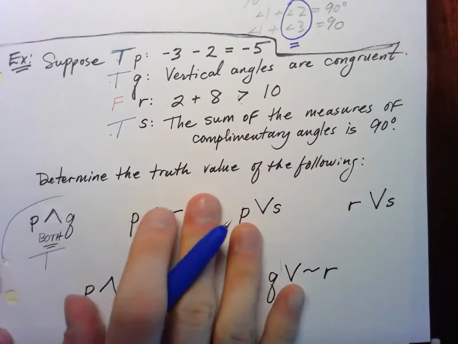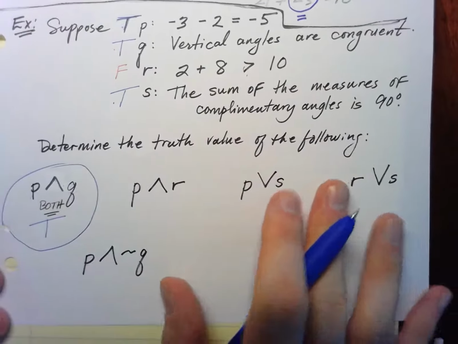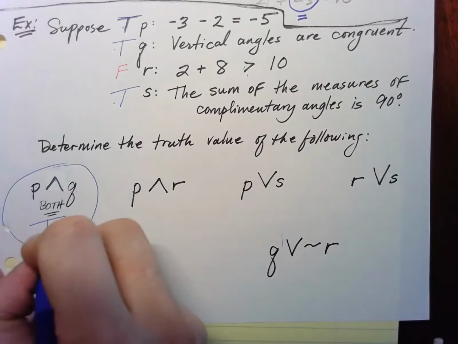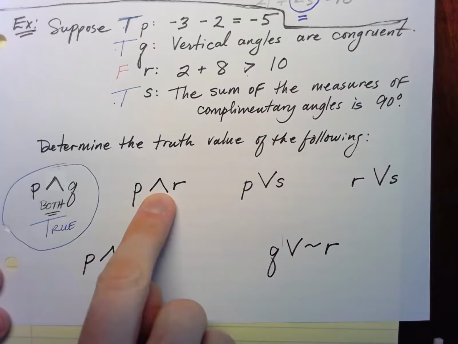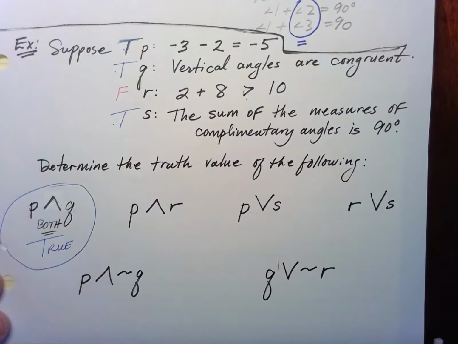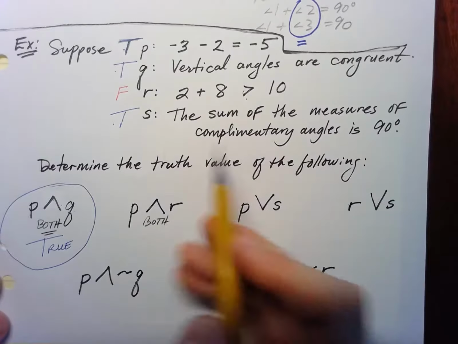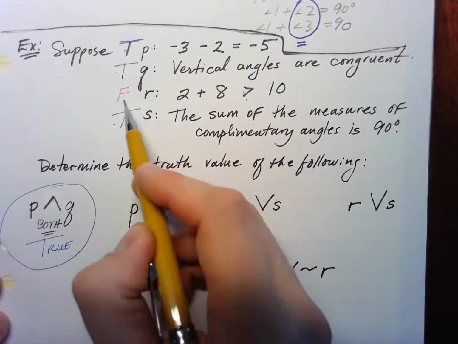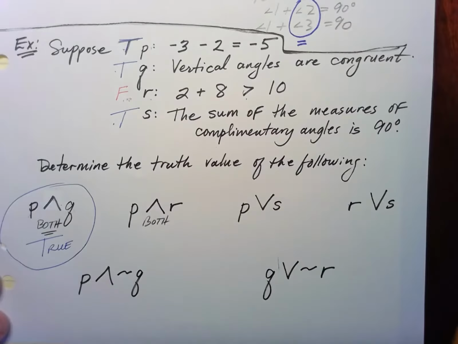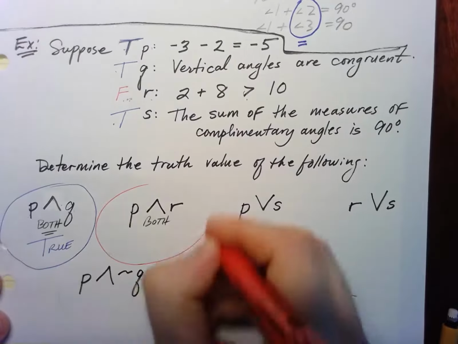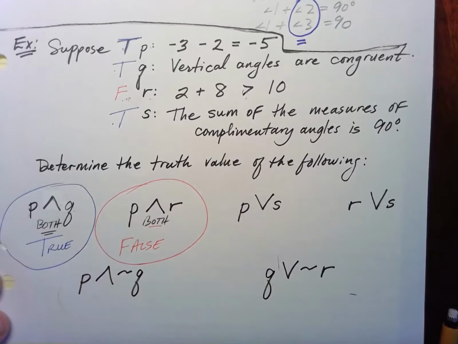Okay, that is true. What about P and R? Well, this is again a both statement, they both have to be true. P and R is not true. So just because R is not true, this whole thing is false because it has to be a both statement here.